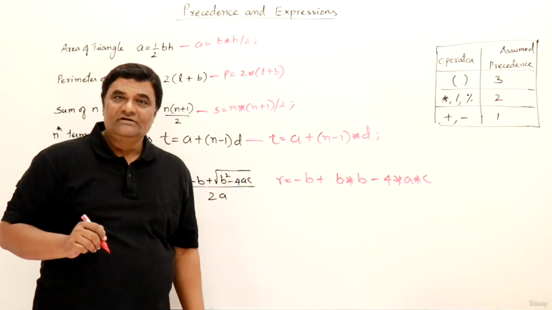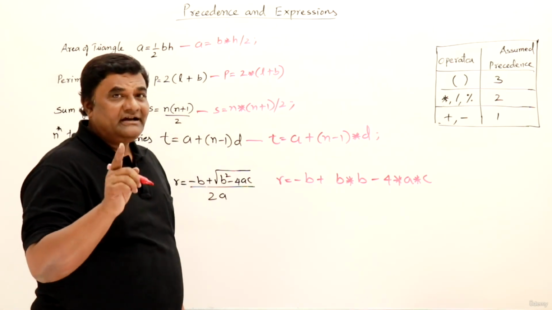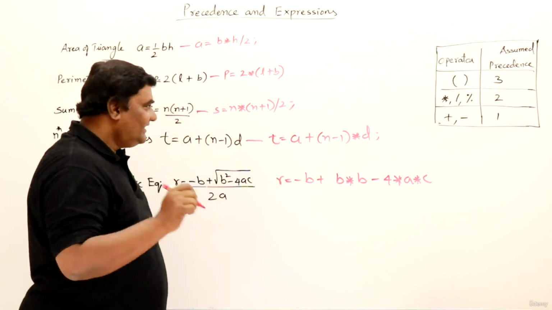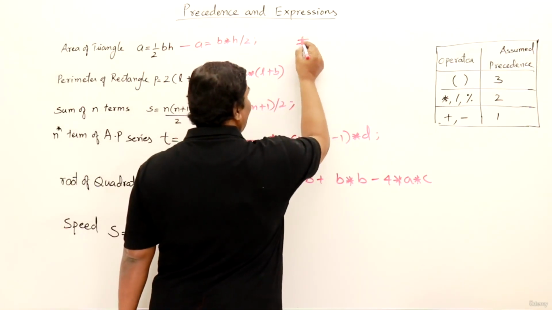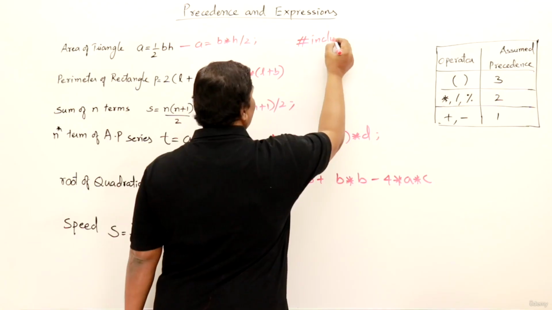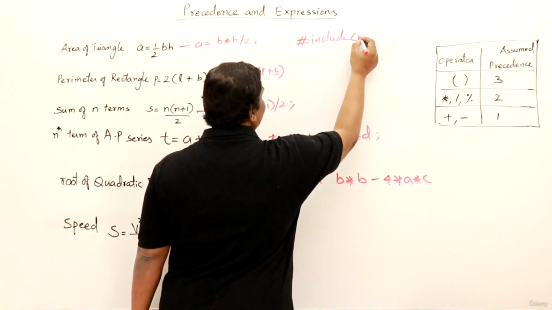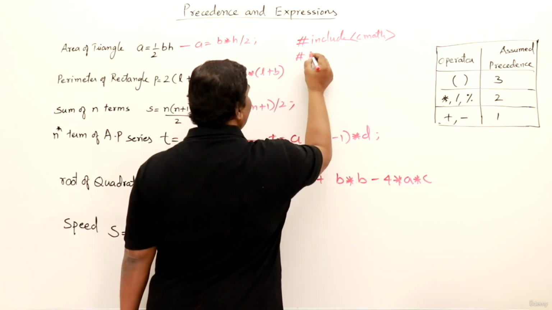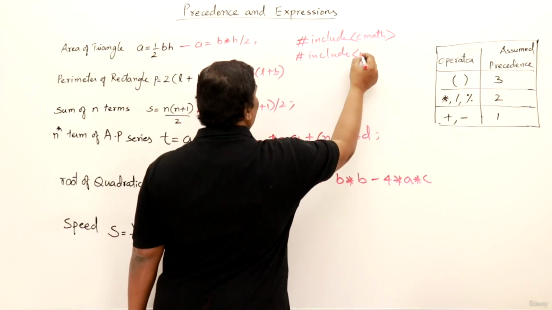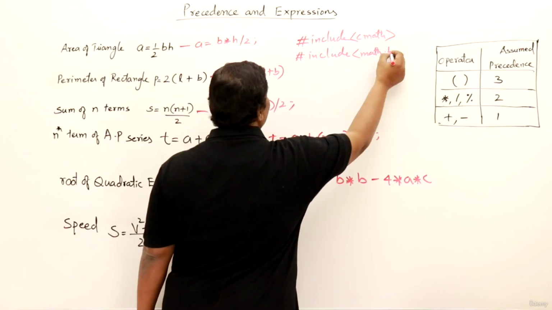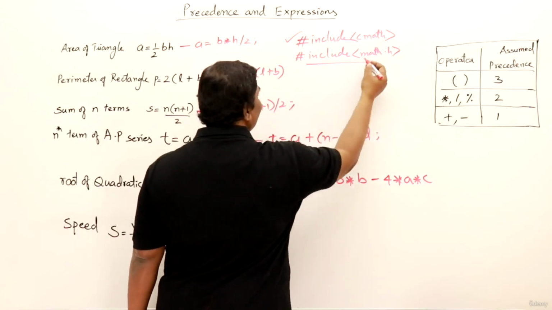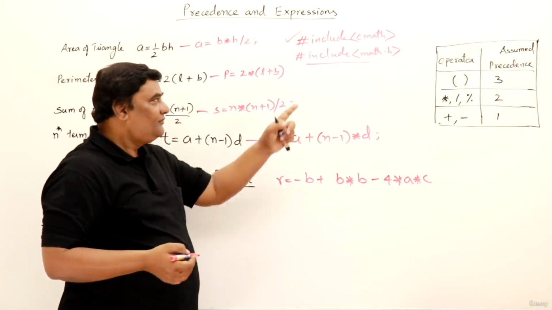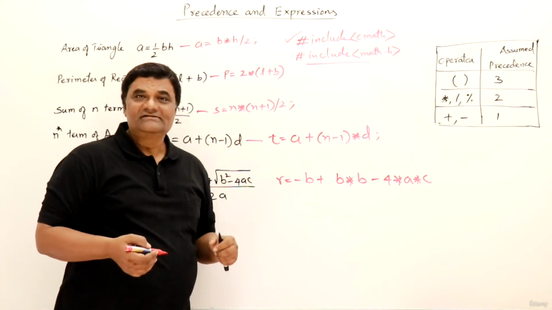Now this whole thing has to be in square root. How do you find square root? For square root, there is a header file available in C++ which has the square root function, and that header file name is cmath. So you can say hash include cmath, or else you can also write hash include math.h. Whichever one you like, you can use it. This was there in C language, so you can use the C-like things in C++ also. If you want, you can write this, or cmath is a better option.